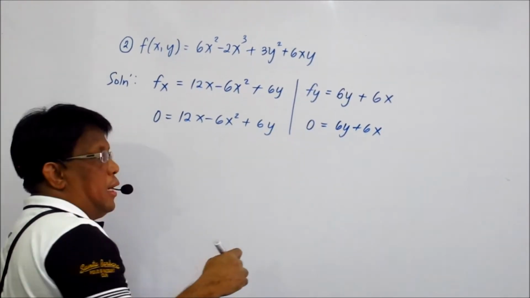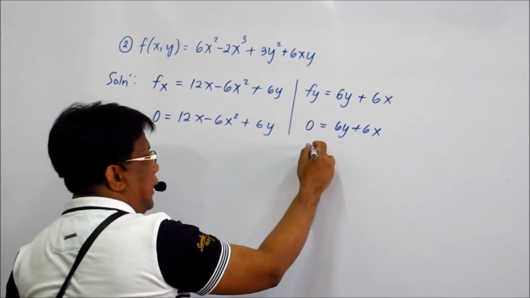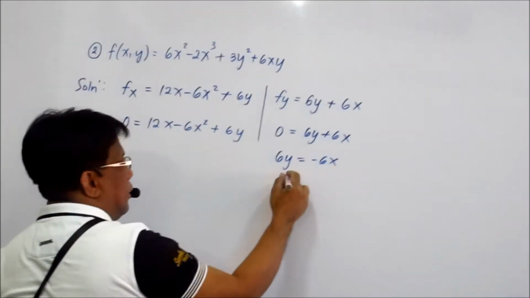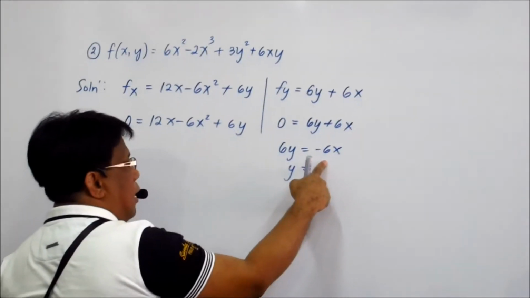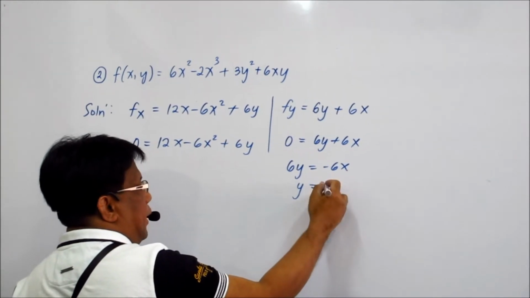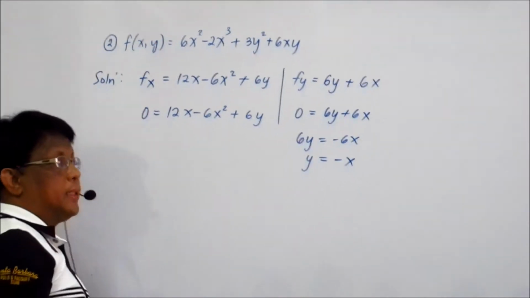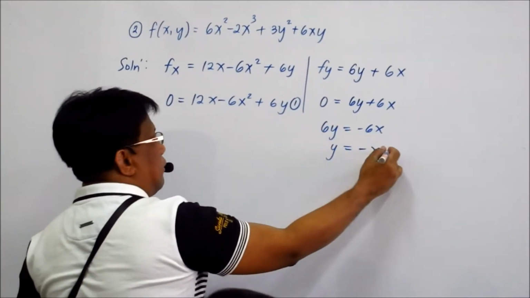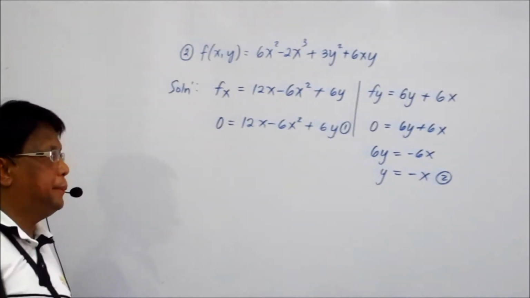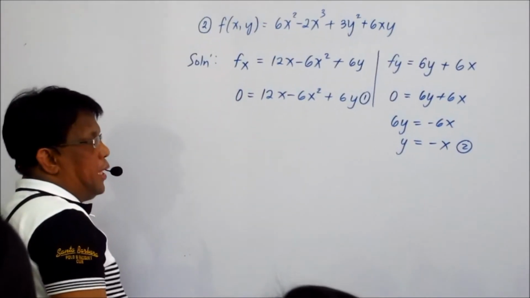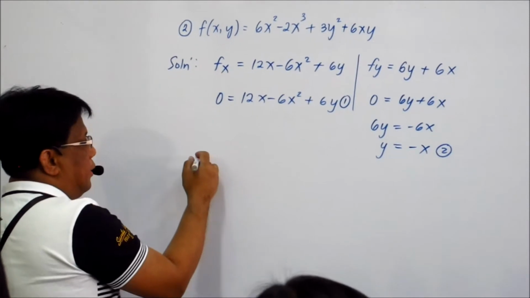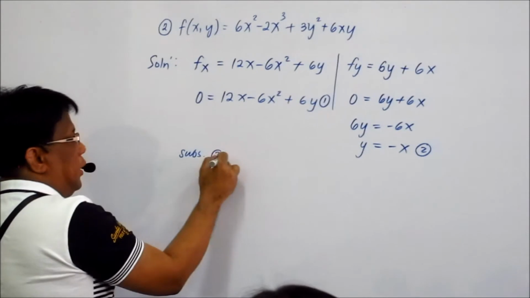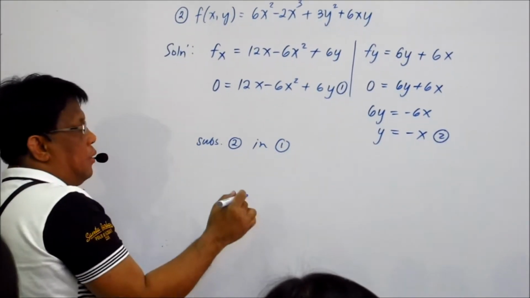And solving now for y, we can express y in terms of x here. So we can have this as 6y equals negative 6x, so what is y now? Divide both sides by 6, we have negative x. Okay, so we have this as equation 1a a while ago. Then the other equation is equation 3. So let us now find values for these two variables by substituting equation 2 in 1. So what do we have here?